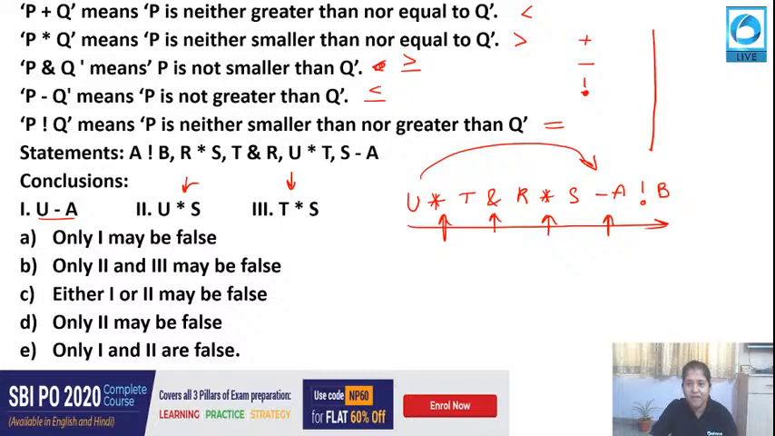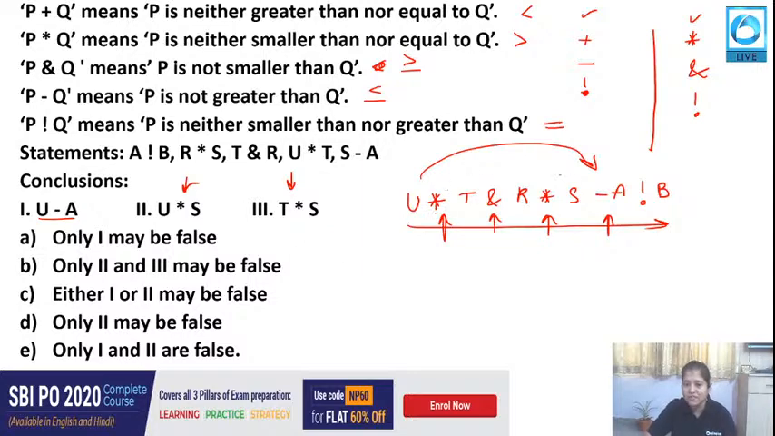Other group mein aapka asterisk aayega, theek hai? Aapka dusra aayega ampersand. And the last one will be again an exclamation mark. So this is group 1 and this is group 2. Any symbol you get from a single group, you will be able to determine the relation. If you get symbols from different groups, you will not be able to determine the relation.